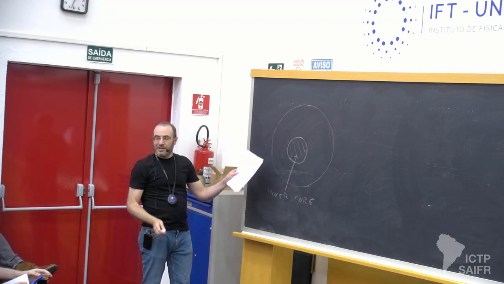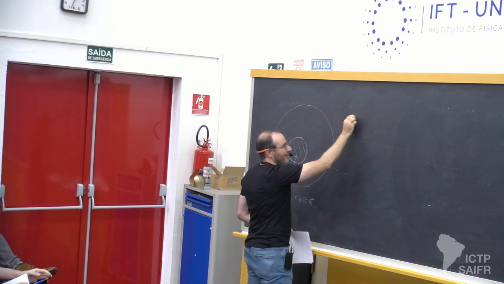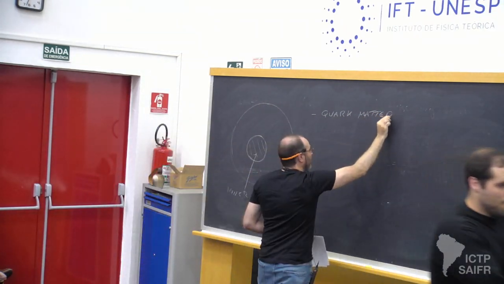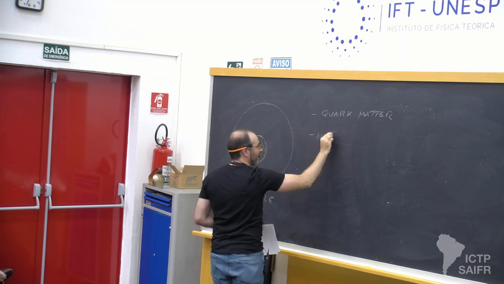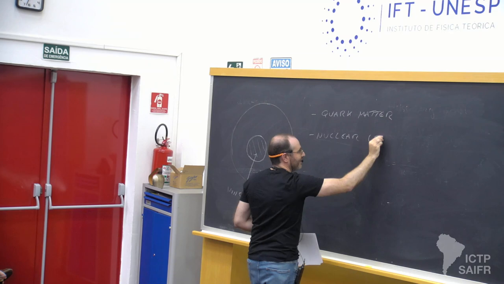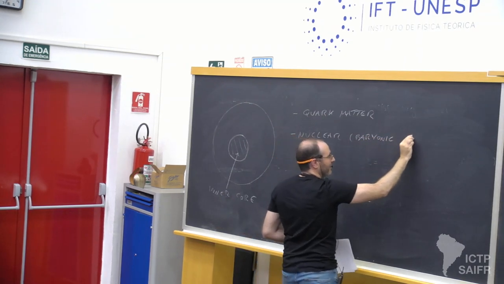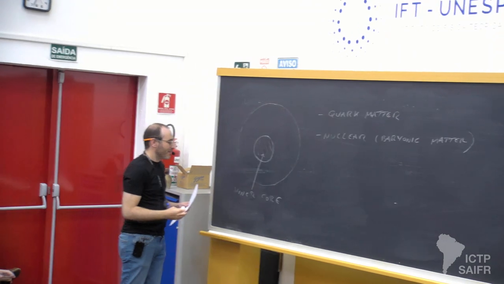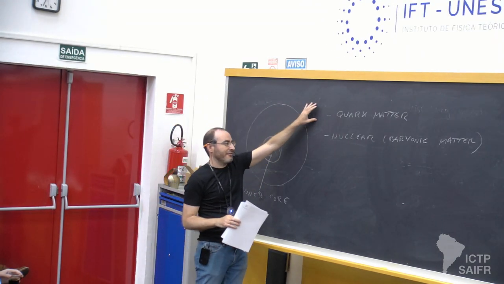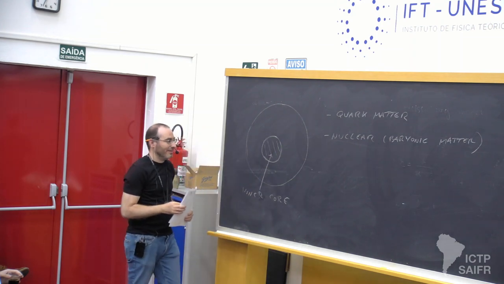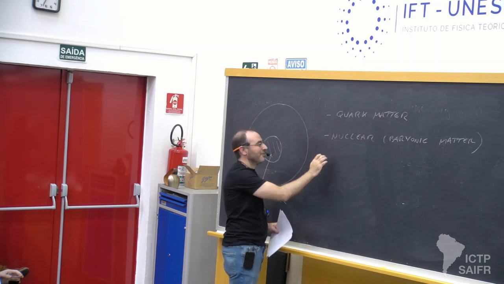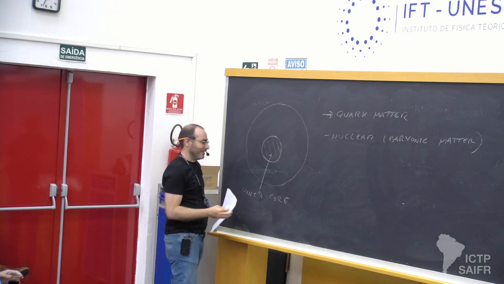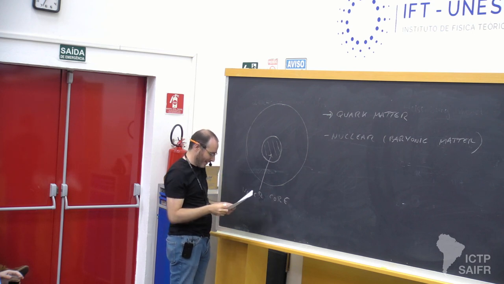In principle, this matter can be in a state which is deconfined, so it could be just some kind of quark matter. Or it could still be confined and be some kind of nuclear baryonic matter. In principle, we would like to have a holographic model that can describe both types of matter. But as we will see, this is much harder to describe. So I'm going to start by assuming that there can be a phase transition to quark matter. And then we can use the holographic model to describe this quark matter.